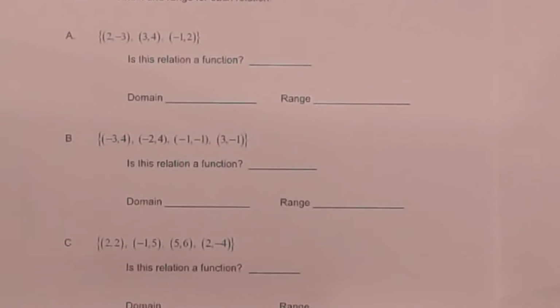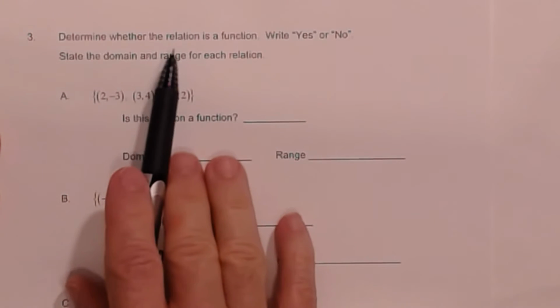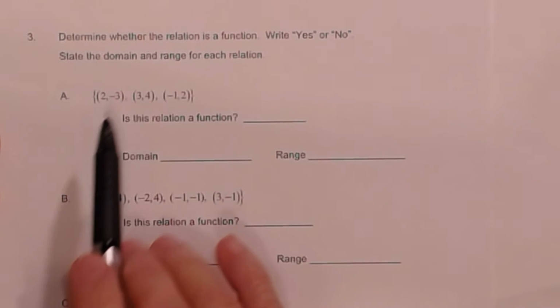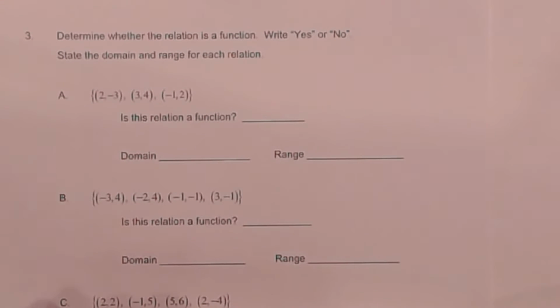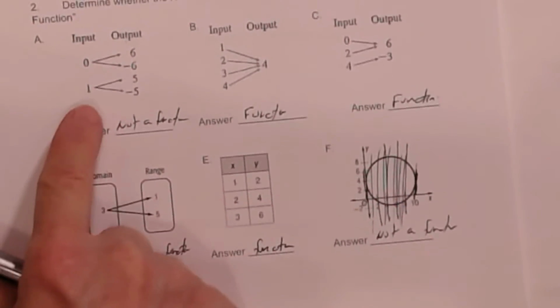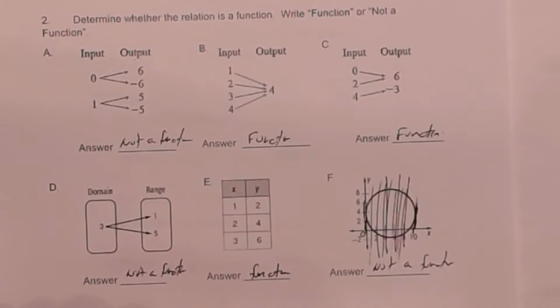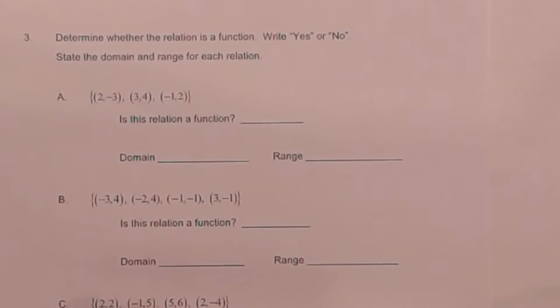So when we get to the next problem, you'll notice that you're given a set of ordered pairs. So a finite set of ordered pairs. And it says determine whether the relation is a function, yes or no. And then you want to state the domain and range of each relation. So what some students do to help them is write it in terms of this input-output table, sometimes written like this. So what that looks like is this.